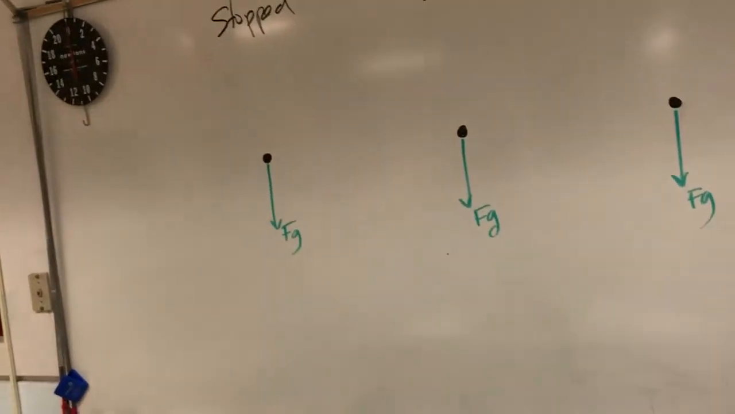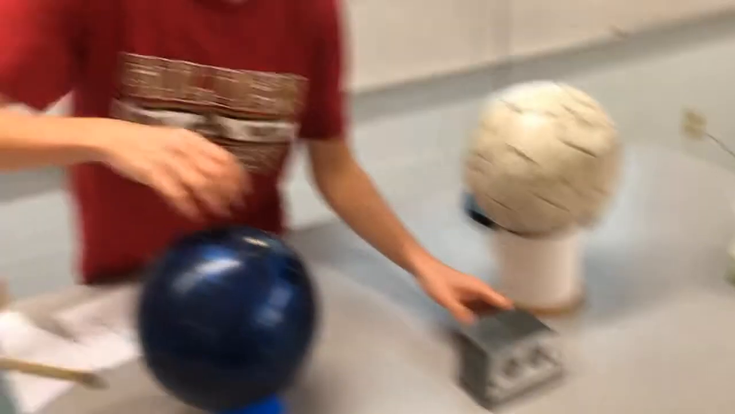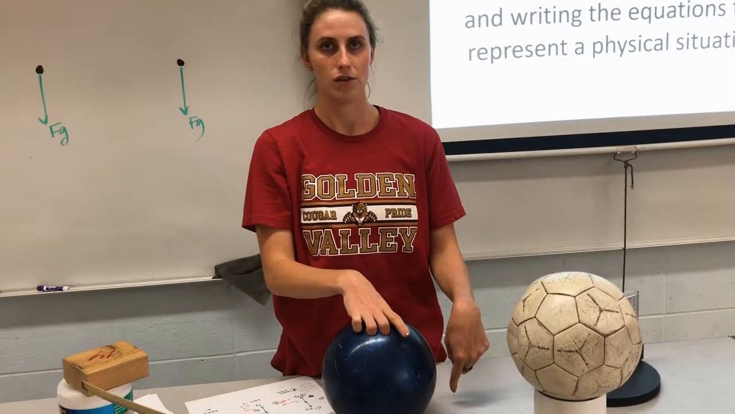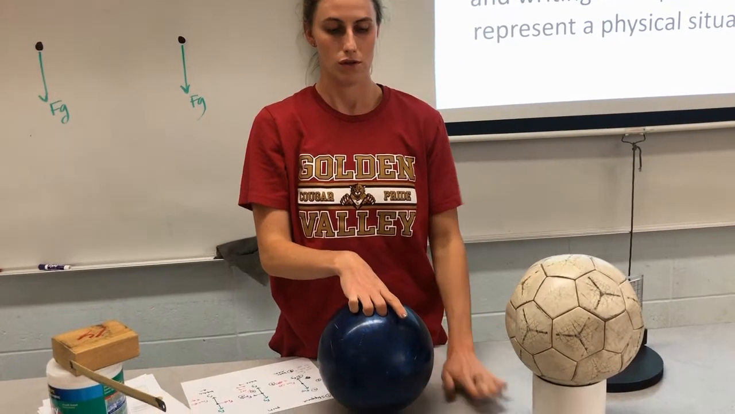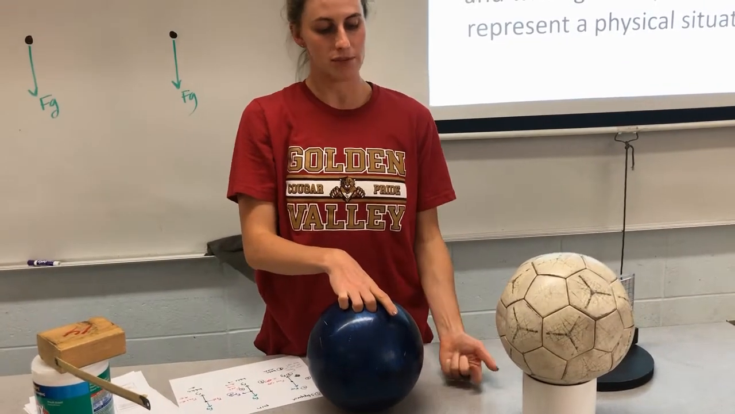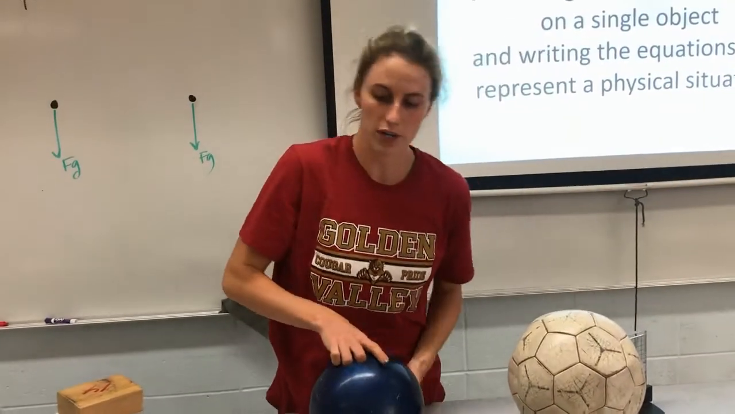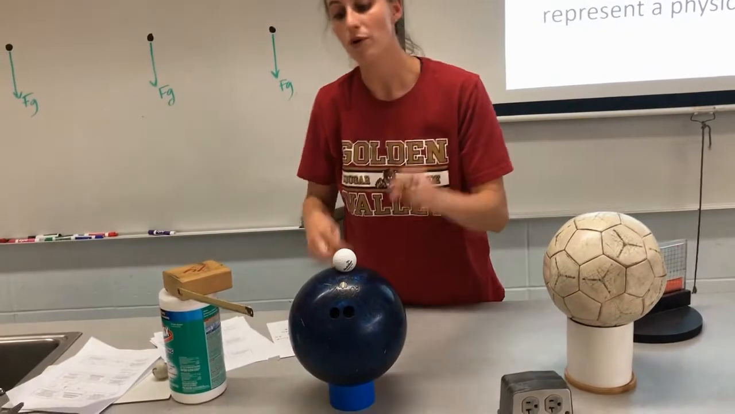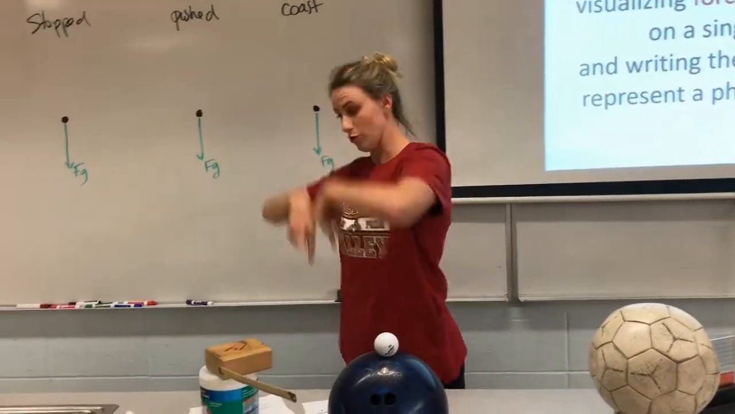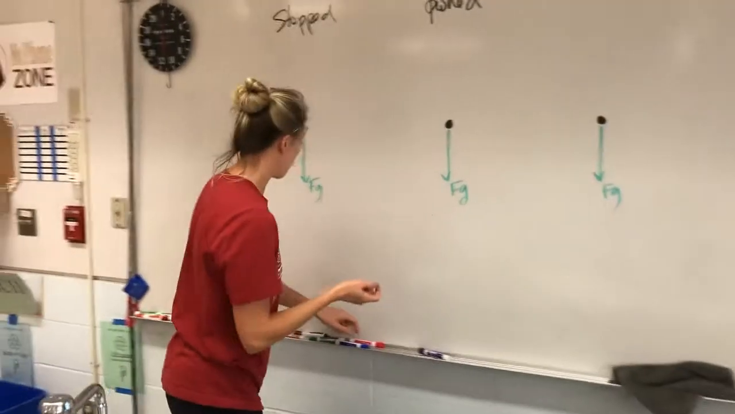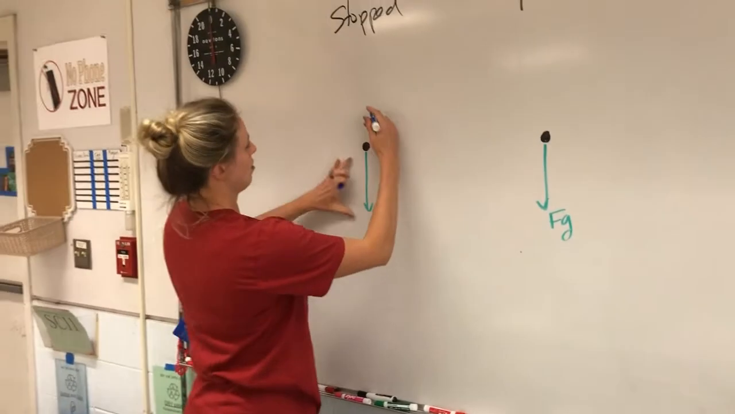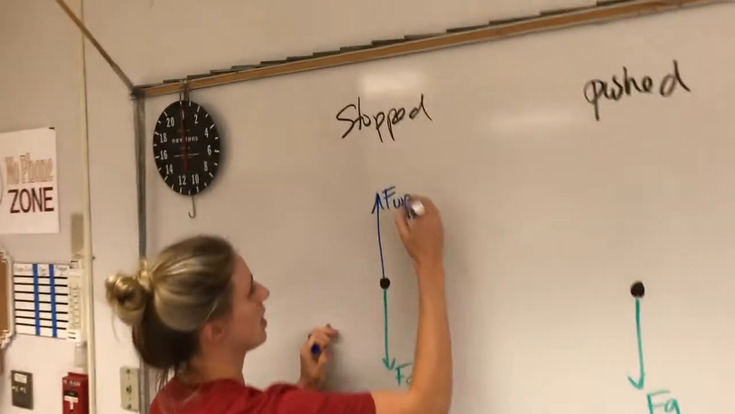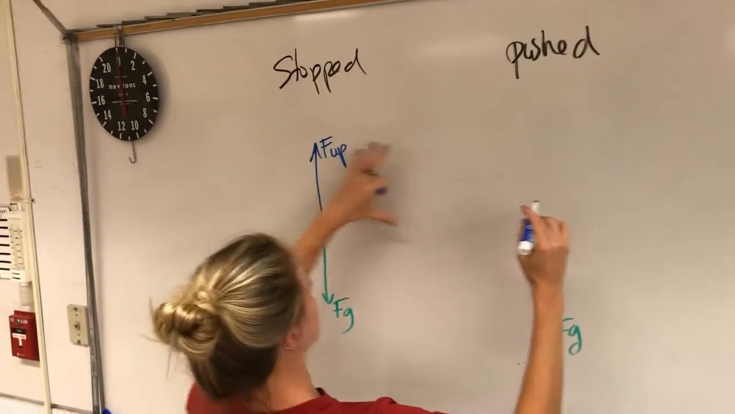If I put this bowling ball on the table, what's keeping it from falling? The table, right? So that must mean that the table is pushing up or exerting a force up on the bowling ball, while the bowling ball is also experiencing the force of gravity being pulled down. So how can we represent this? Well, right now we're going to call it the force up.